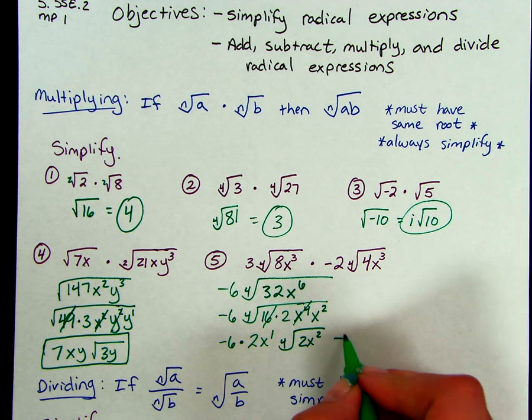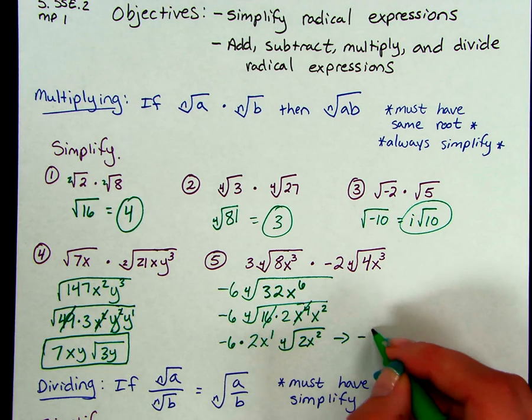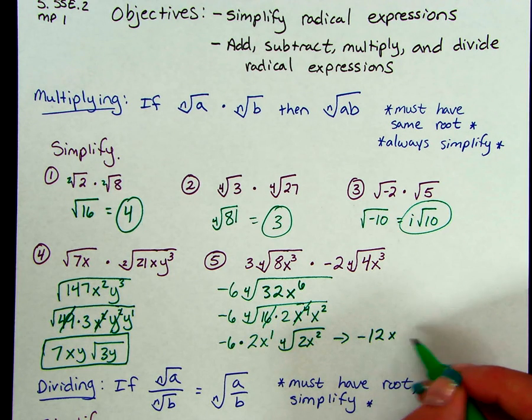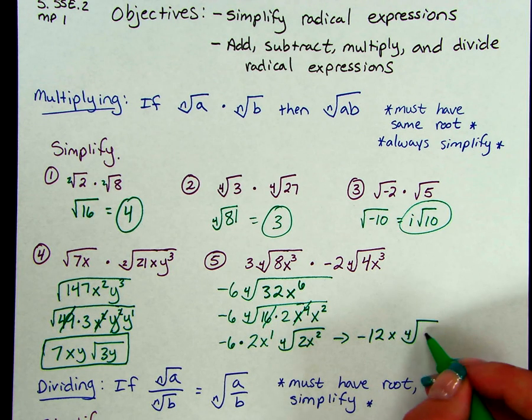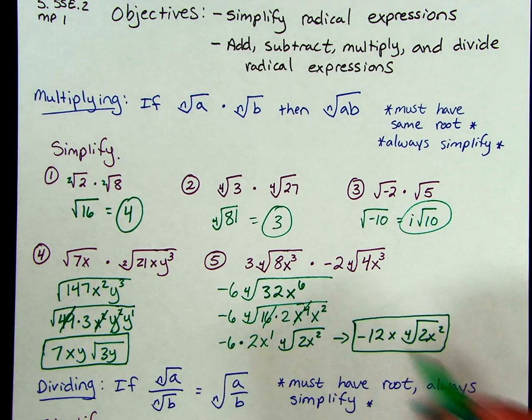Now we just continue to simplify. Negative 6 times 2 is going to give us negative 12. And then we'll have an x, 4th root of 2x squared. That is our final simplified answer.